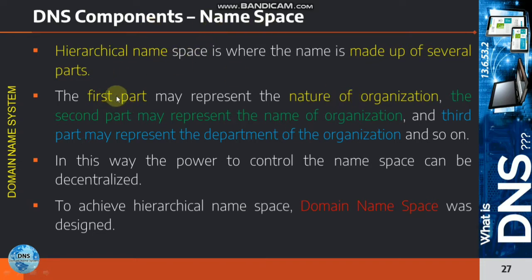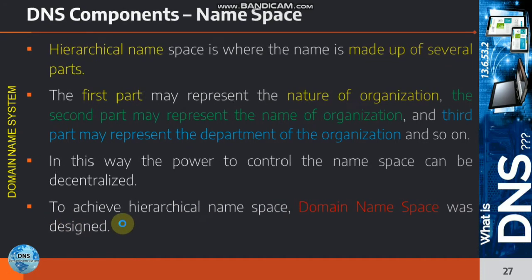Okay, so you will have the nature of the organization, and in the domain name you will have the second part as the name of the organization, and the third part may be the department of the organization, and so on. In this way, the power to control the namespace can be decentralized. So to achieve hierarchical namespace, domain namespace was designed. So this is a one mark question, you mark it. To achieve hierarchical namespace, domain namespace was designed.